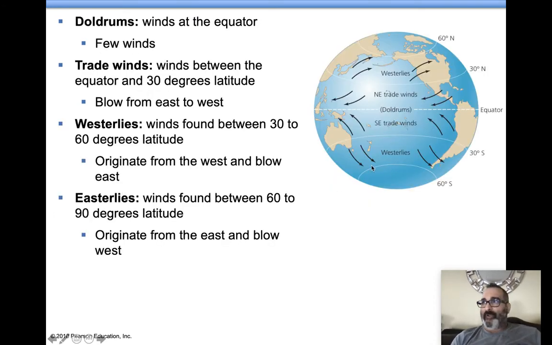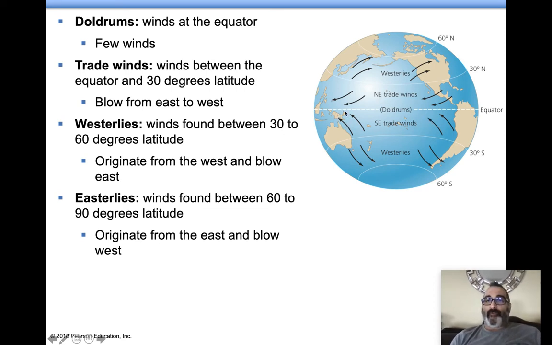Winds on the Earth. Well, right at the equator, the doldrums, very little winds there. Very little winds right exactly at the equator. All right. Trade winds. These are just north and south of the equator, and these ones move from the east towards the west. So you have the northeast and the southeast trade winds here.